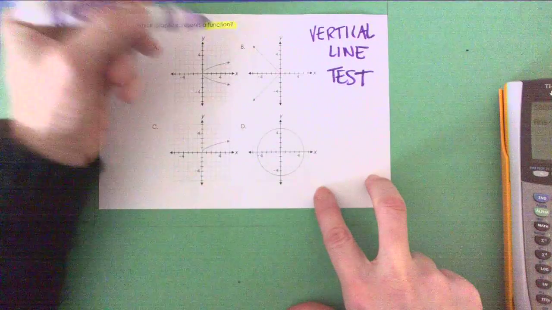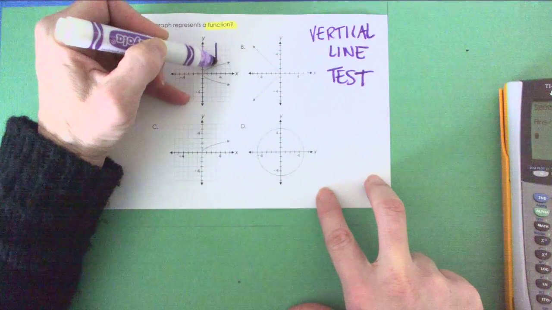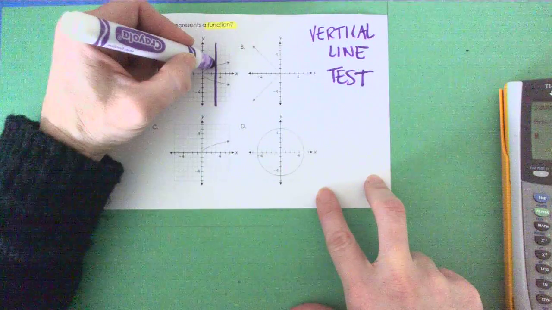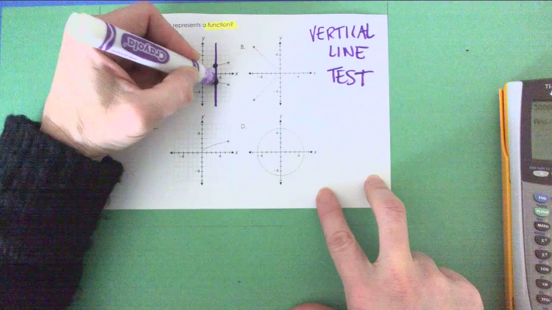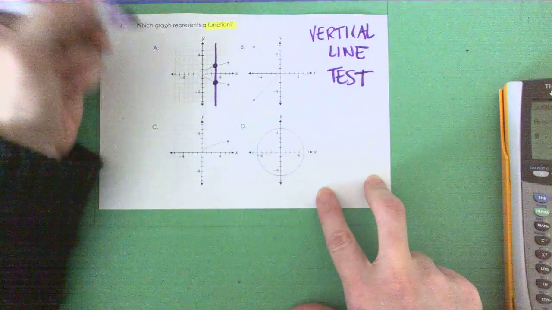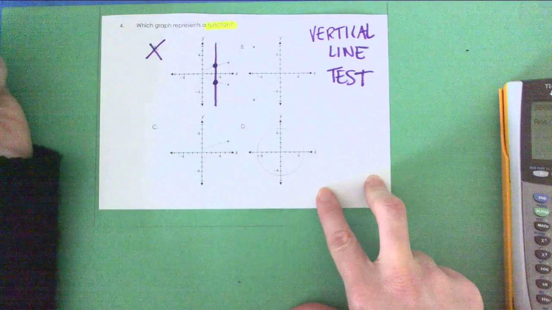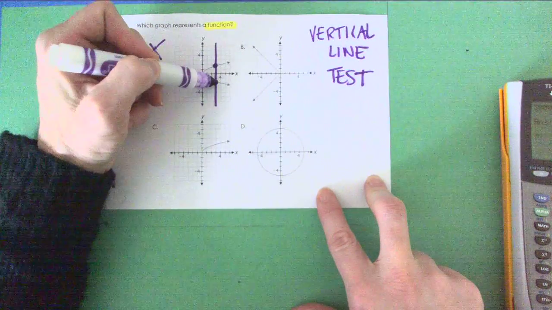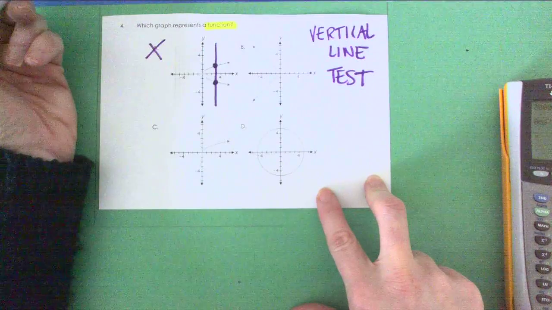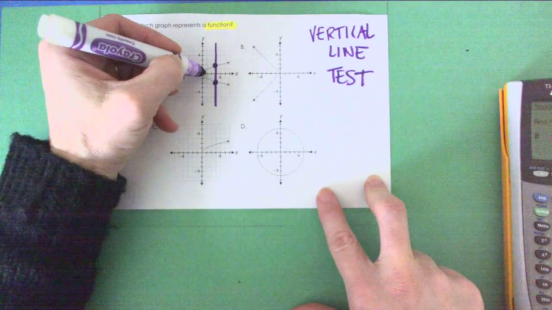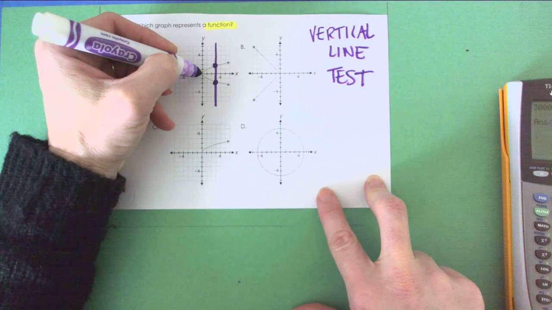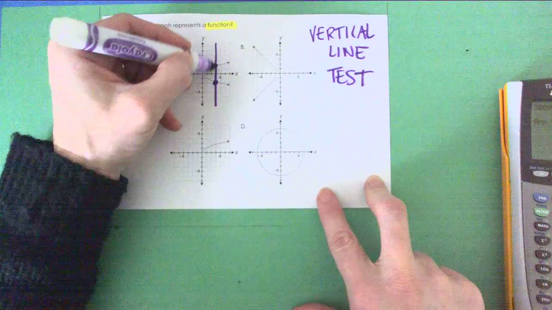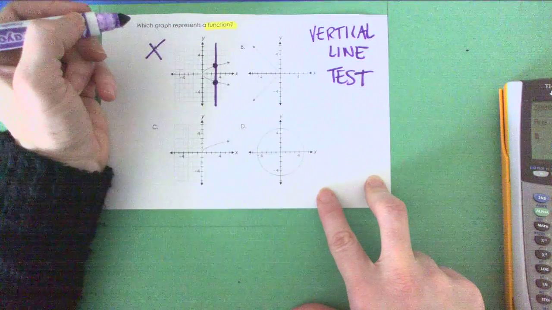So let's just take answer A. We draw a vertical line right here on this graph. How many times does it hit the graph? 1, 2. Already I know this is not a function. When you draw a vertical line, if that vertical line hits your graph in more than one spot, it's not a function. And the reason is your x value is being used in two different ordered pairs. Here, at x equals 3, I have two different y values, not a function.